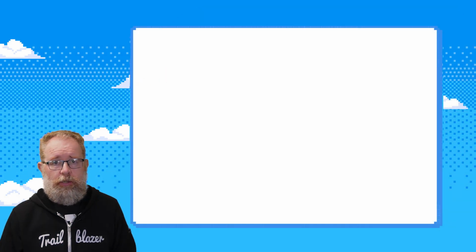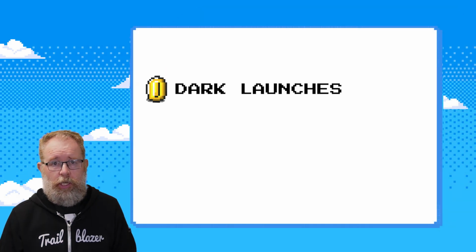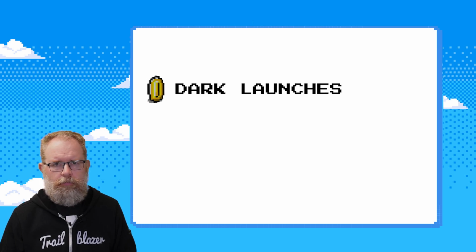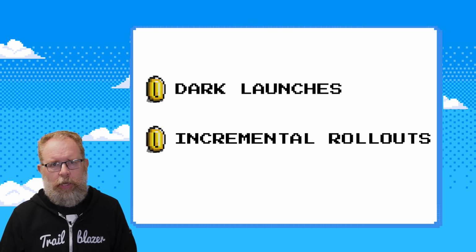Feature flags act like switches in your application that let you toggle features on and off in real time. Think of them as remote controls for enabling functionality. They're commonly used in dark launches, introducing features to production but keeping them hidden until they're ready, and incremental rollouts, gradually enabling features for select users to monitor the performance or feedback of those features.